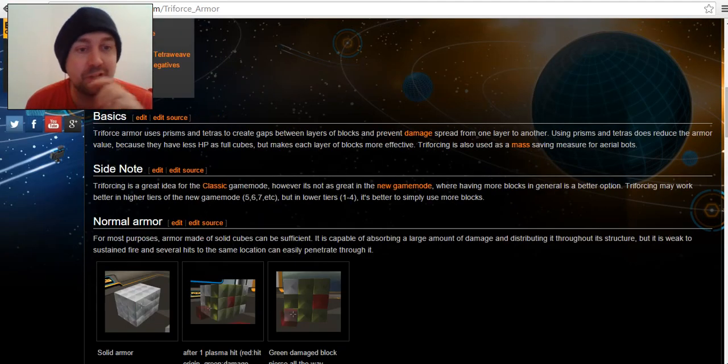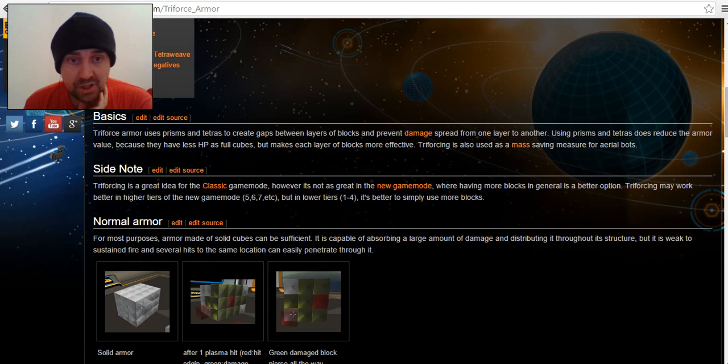So, basics. Triforce armor uses prisms and tetras to create gaps between layers of blocks and prevent damage spread from one layer to another. Using prisms and tetras does reduce the armor value because they have less health points than full cubes, but makes each layer of blocks more effective. Triforcing is also used as a mass saving measure for aerial bots, or any bot for that matter. So, triforcing reduces your overall health points. In fact, it makes your armor more effective than solid blocks. Okay, it also reduces your mass.